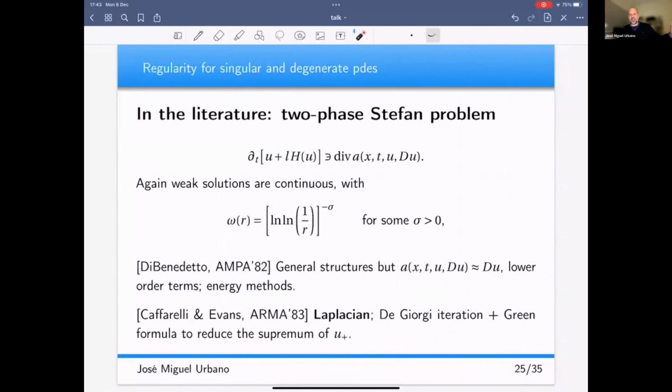For the two-phase problem that we are trying to model here, the state of the art was obtained independently by Di Benedetto and Caffarelli and Evans, and the modulus of continuity looks like this, where you have two iterations of the log, and then you have minus sigma for some sigma which was not known. The proof of Di Benedetto was more general. It allowed general structures in the principal part, but always growing linearly with the gradient, and also allowed lower order terms. The proof by Caffarelli and Evans was more a typical Laplacian proof. It was obtained for the case where the principal part is the Laplacian. It involved the Green formulas and so on. So it was not immediately generalized.